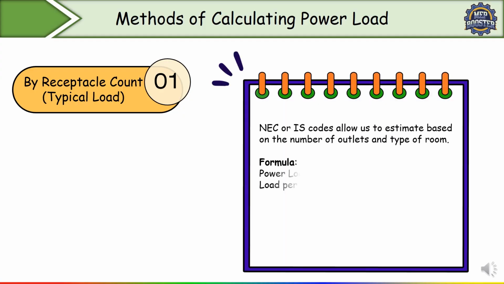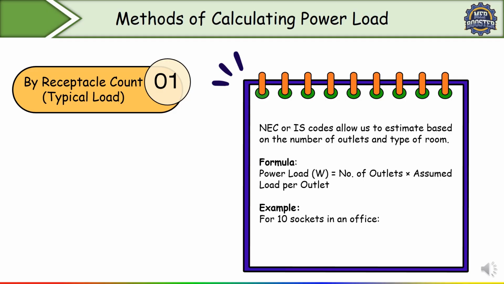Okay, so here the formula is given. Power load in watt is equal to number of outlets into assumed load per outlet. For example, if you have 10 sockets in an office, what is the total power load? Suppose the assumed load per outlet is 180 volt ampere. So 10 into 180 volt ampere is 1800 volt ampere. In this way you need to calculate. So this is the receptacle count method. Is it clear?